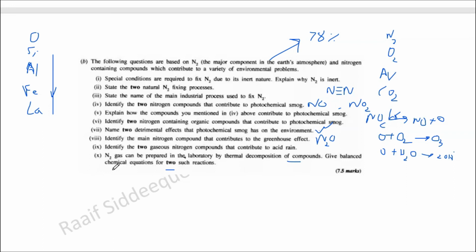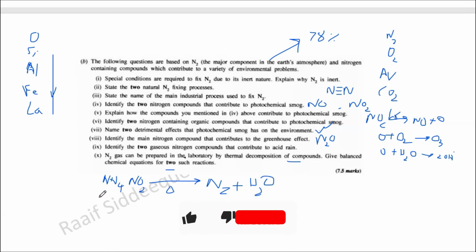So the easiest thing is ammonium decomposition. So if you remember about NH4NO2, normally we discuss two ammonium compounds, NH4NO2 and NH4NO3, the nitrite one and the nitrate one. So when you heat this one, it will produce N2 gas plus water. Okay. And if you remember about ammonium nitrate, NH4NO3, it will produce N2O gas plus water. Okay, so we can write this first reaction, that is NH4NO2 giving N2 and water.